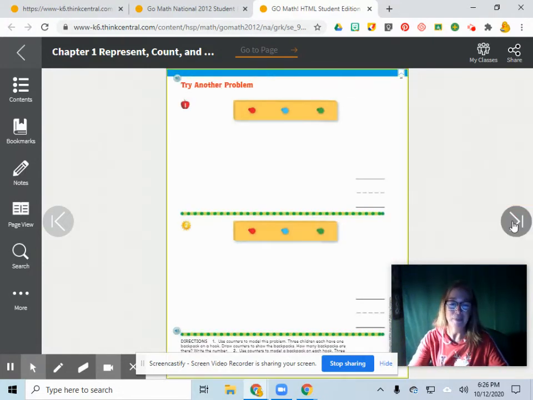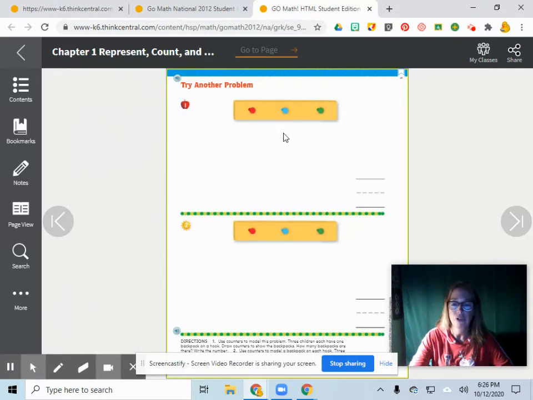Number 1 in the apple. Use the counters to model this problem. So if you have something around you, you can use Cheerios. You can use pencils. You can use your cubes that I sent home in the packet as counters. You need 3 items. 1, 2, 3. Okay, so let's pretend that 3 kids came into the classroom and they hang their backpacks on the hook. So for number 1 in the apple, put a counter under the first hook, another counter, another counter. You should have 3 counters.